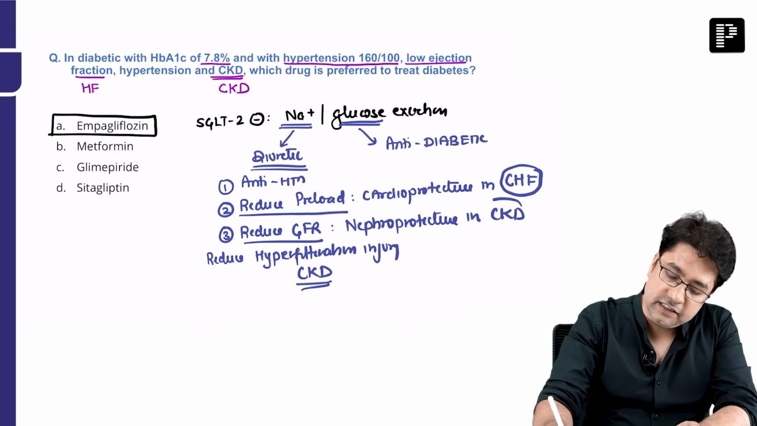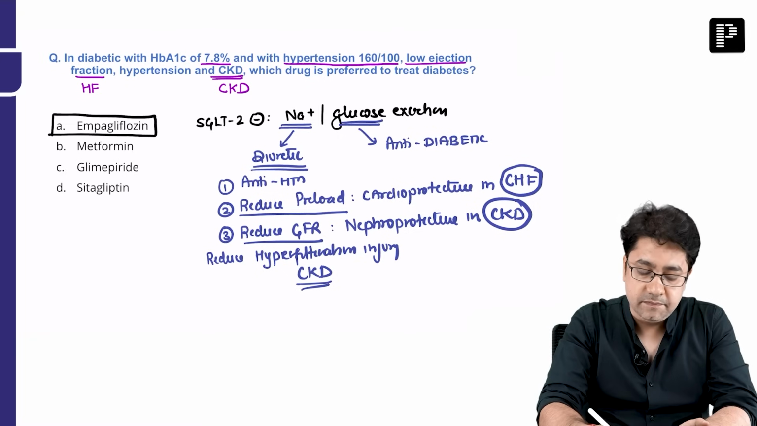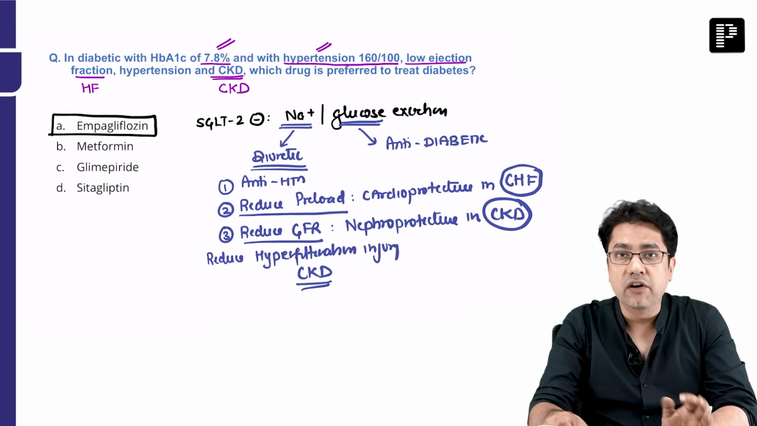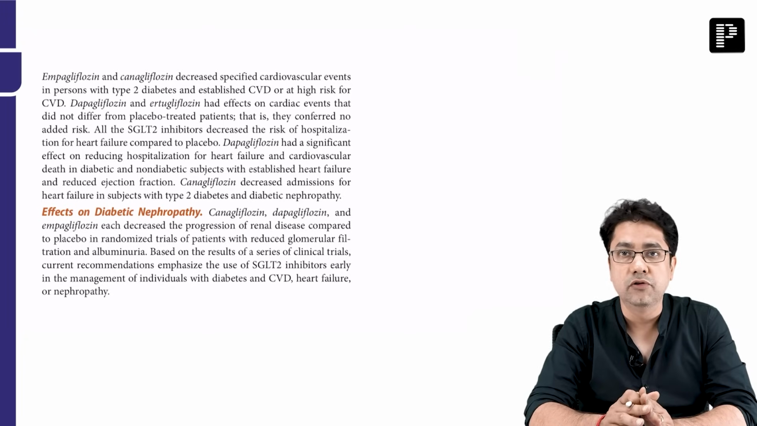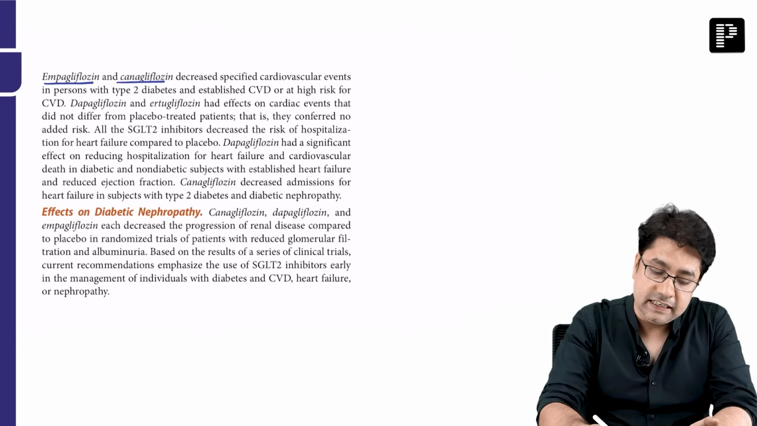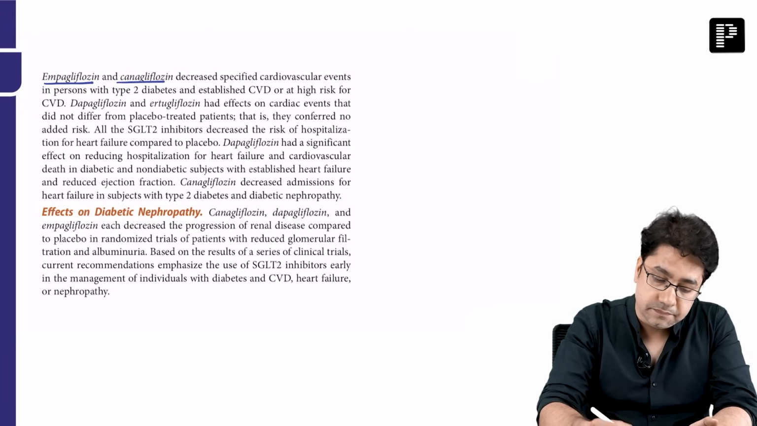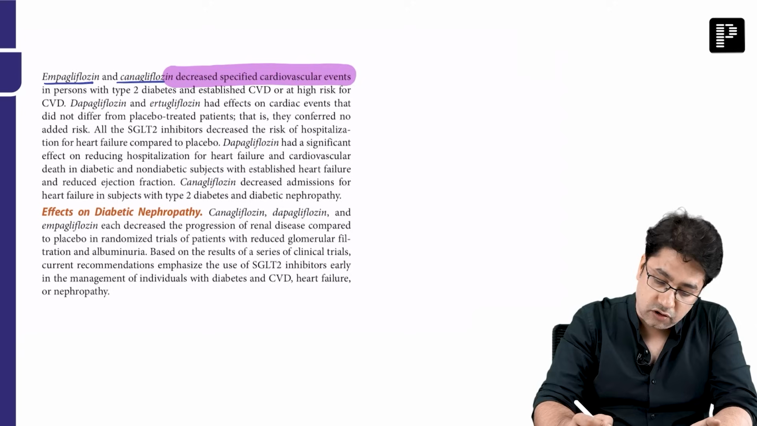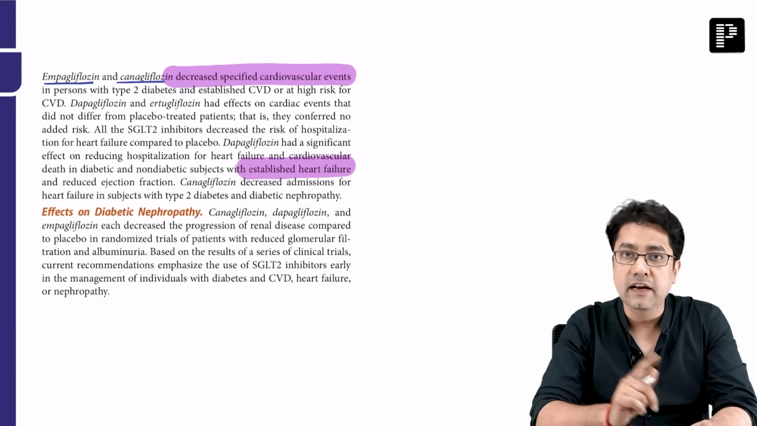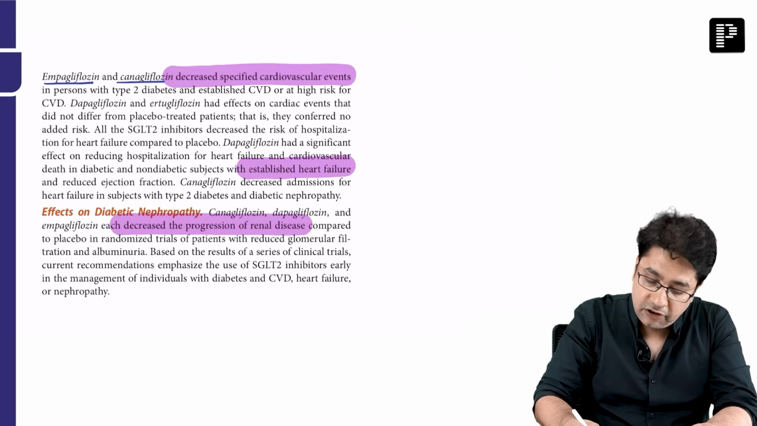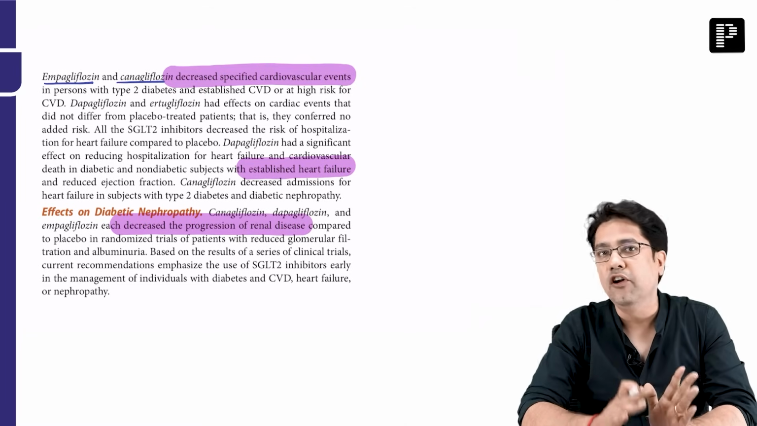So can we say all these effects satisfy the diseases a patient is having in our question? Now, the proof of this has been given in our pharmacology book, Goodman and Gilman. So gliflozin-like drugs like empagliflozin, canagliflozin, it is clearly mentioned they decrease specified cardiovascular events and they reduce the risk of heart failure. So, you can see heart failure is written. So they are good for heart failure. And also Goodman and Gilman mentions that these drugs decrease the risk of progression of renal disease as well. The reason we have already discussed.